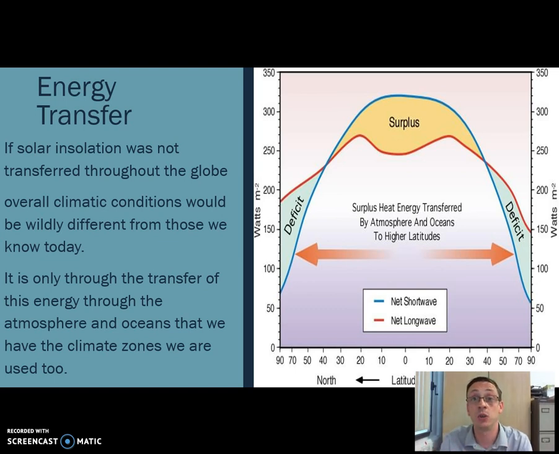In the next video we're going to look at how the atmosphere actually transfers energy from the equator to the poles, and we'll be doing that by looking at the 3-cell model.